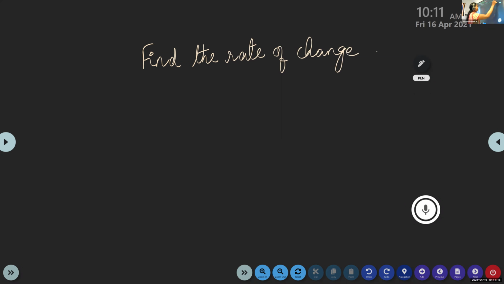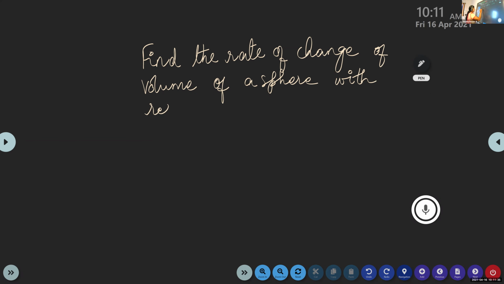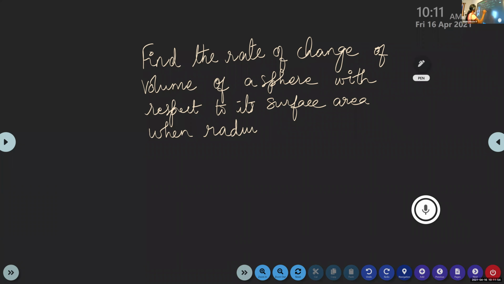Find the rate of change of volume of a sphere with respect to its surface area, when the radius is 7 centimeter, isn't it? Is it correct, Aishwarya? Yes, ma'am. Now, how to do this?